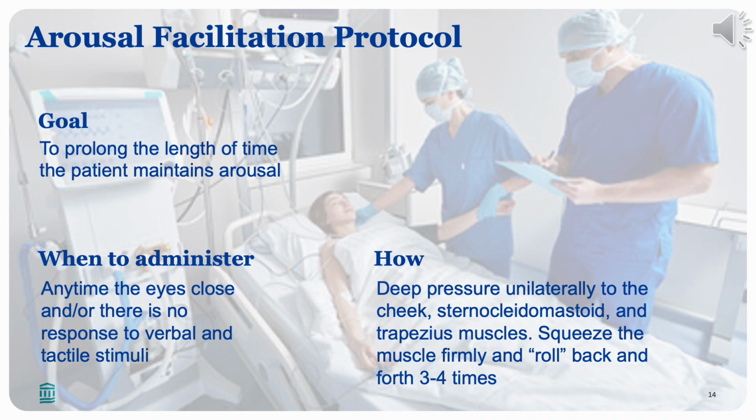The examiner firmly grasps the base of the targeted muscle between their thumb and forefinger. While maintaining firm pressure, the muscle is rolled back and forth between the fingertips 3 to 4 times. Before administering deep pressure, always confirm the absence of intravenous lines, local injuries, or systemic complications in the targeted area. After completing stimulation on one side, repeat the procedure on the contralateral side as needed.